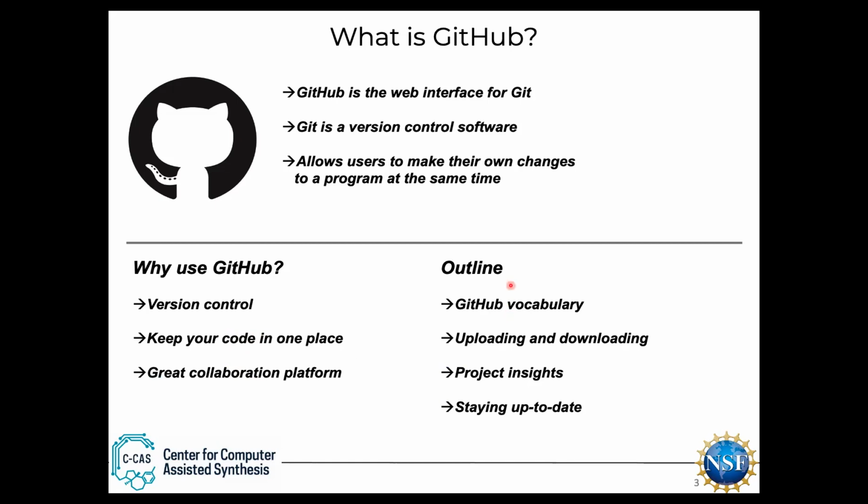So as an outline for today's tutorial, first I'm going to talk about GitHub vocabulary. I'll go into the terms you hear when people talk about GitHub and what they mean. And then I'll tell you about how you can put content on GitHub and how you can get content from GitHub. And then I'll talk briefly about project insights and how to stay up to date with what's available on GitHub.